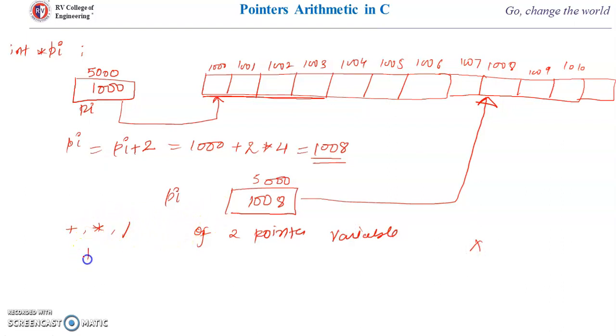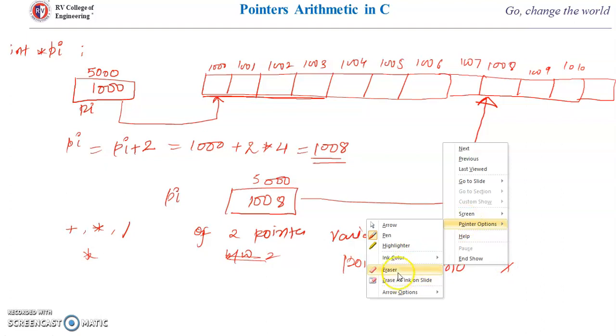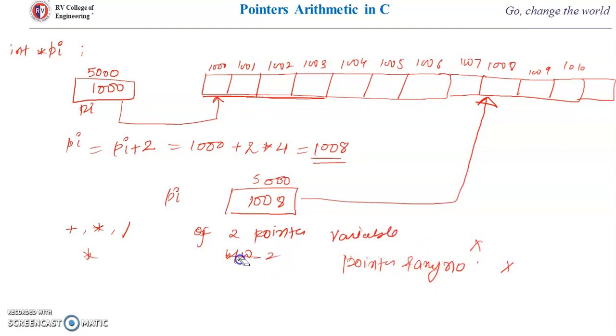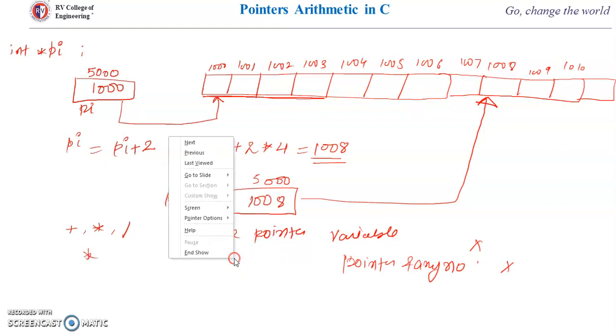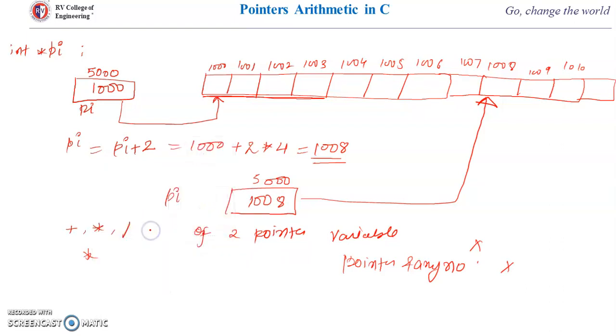Similarly, multiplication between two pointer variables is also not allowed. Multiplication between a pointer and any number is also not allowed. And then the third operation is division of a pointer by a number. So division of a pointer by a number is also not allowed.